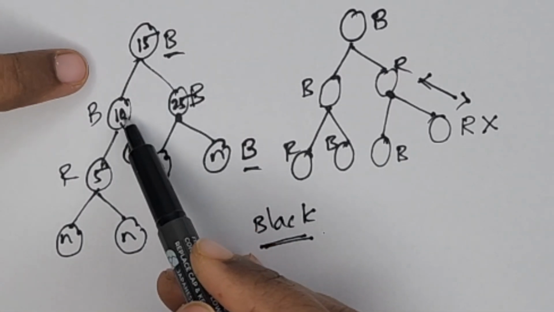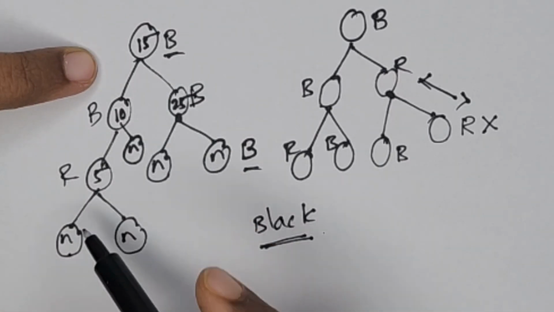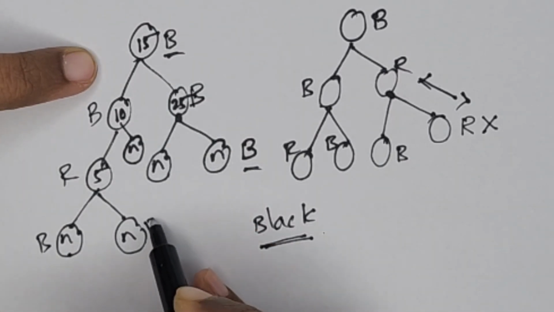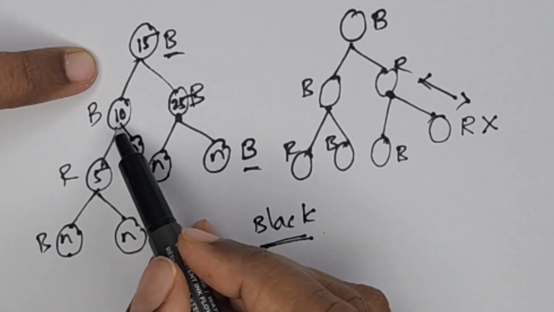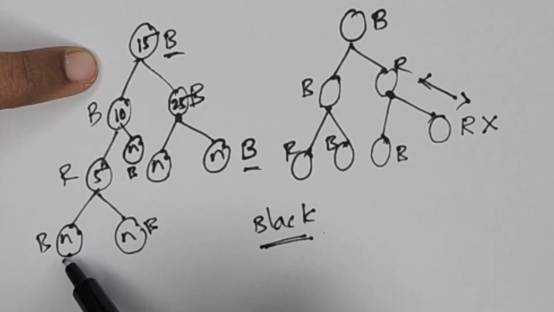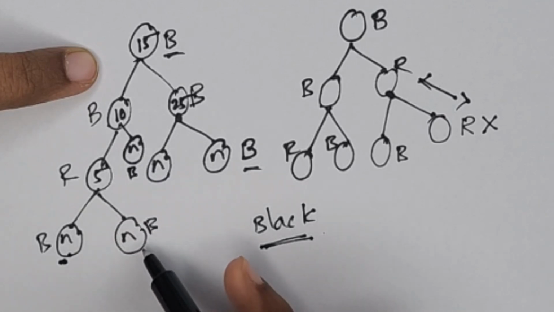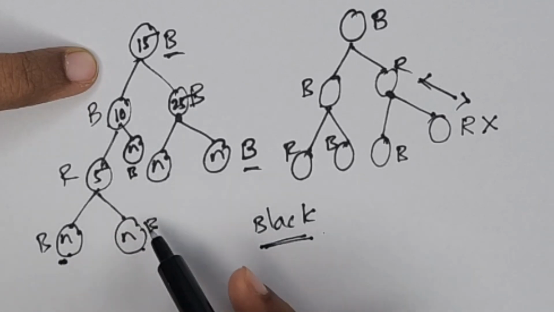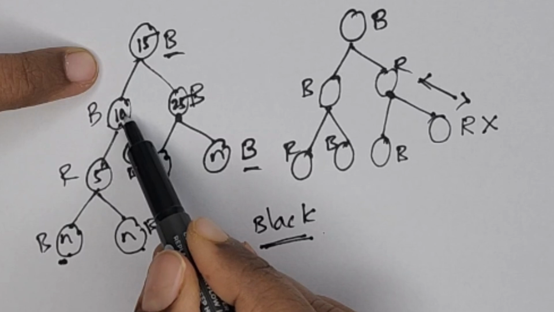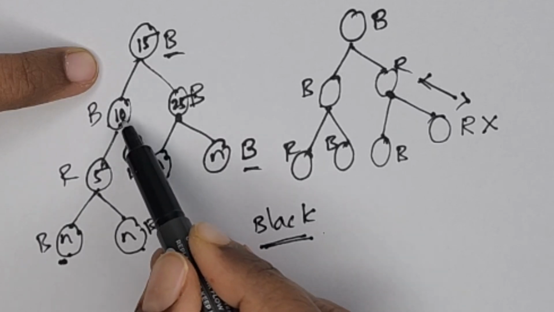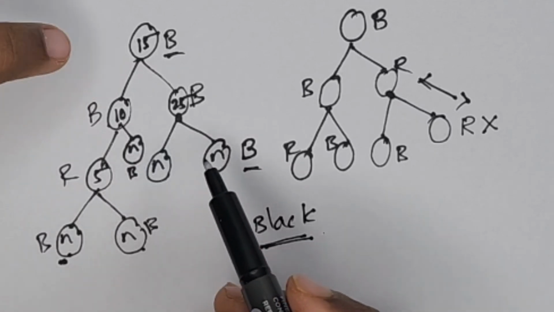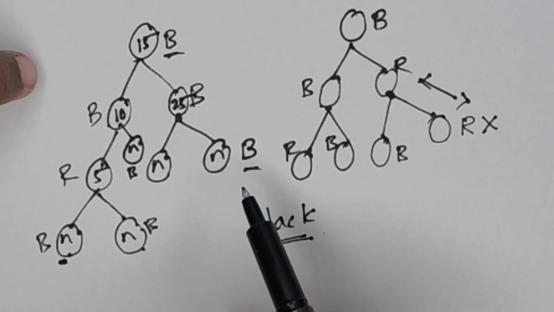So if we traverse from 10 to this nil node, it is also black, black, black. If we traverse from 10 to this nil node, the number of blacks are 1 and 2. So like this, the number of blacks should be same.